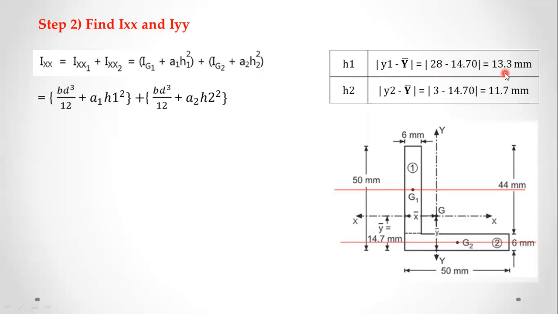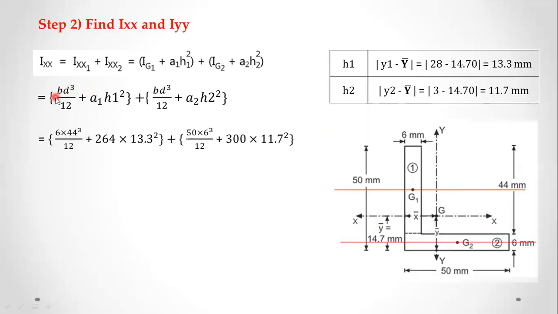So we get the answer: H1 is 13.3 mm. H2 is the modulus of y2 minus y bar. Because of the modulus, the answer will be positive. So y2 is 3 mm and y bar is 14.7, and you will get 11.7. The minus sign is gone because of the modulus; we have to take only positive values. Now put all the values in our formula.